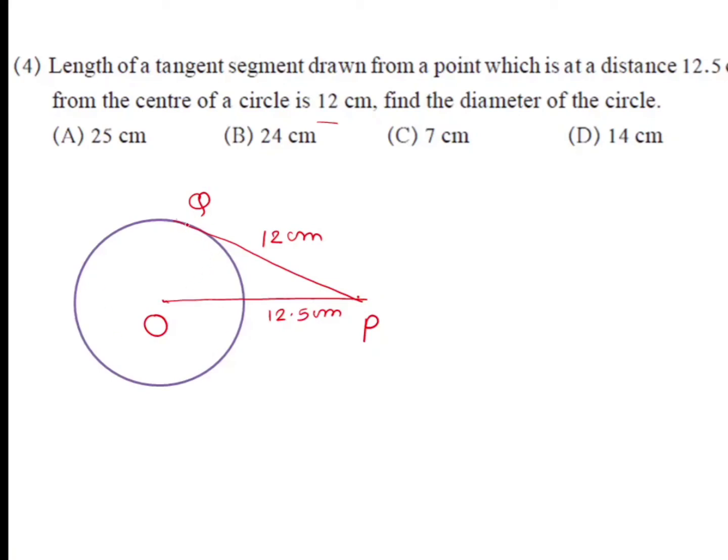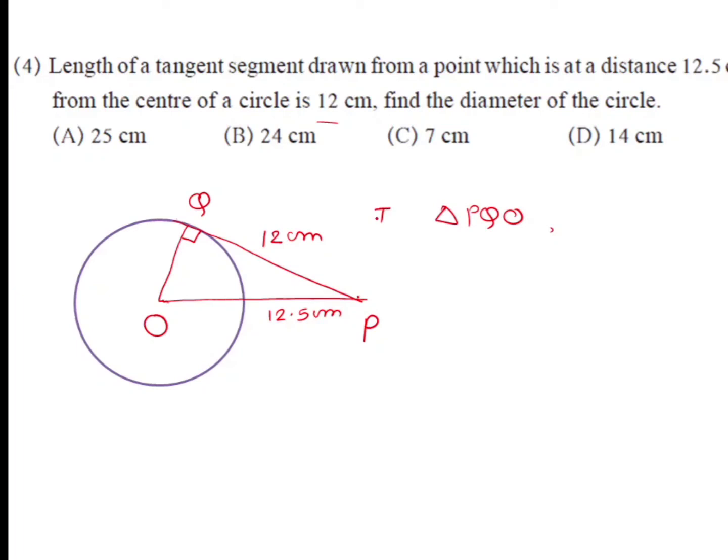Now to get the answer to this one, we have to join O and Q. Now as we can see here, PQ is the tangent, OQ is the radius, and we know that a tangent is always perpendicular to the radius. So angle OQP must be 90 degrees. So triangle PQO is a right angle triangle.